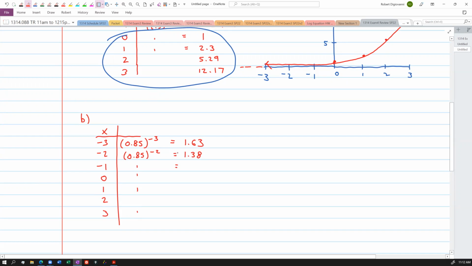Do y'all have any questions while I'm doing these? 1.18. Plug in 0 into any exponential function, you get 1. Plug in 1, you get 0.85. Plug in 2, you should get 0.72. And plug in 3, you should get 0.61.